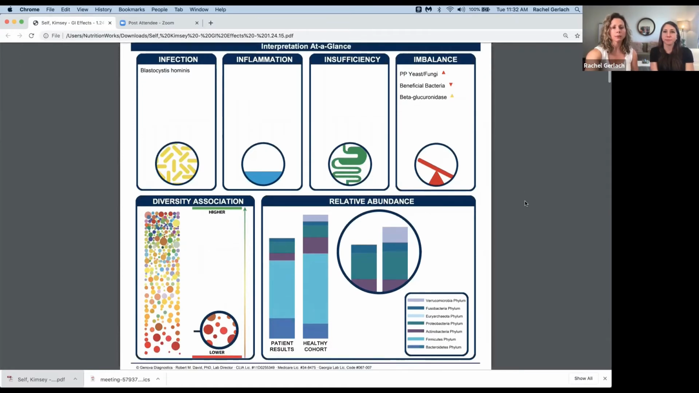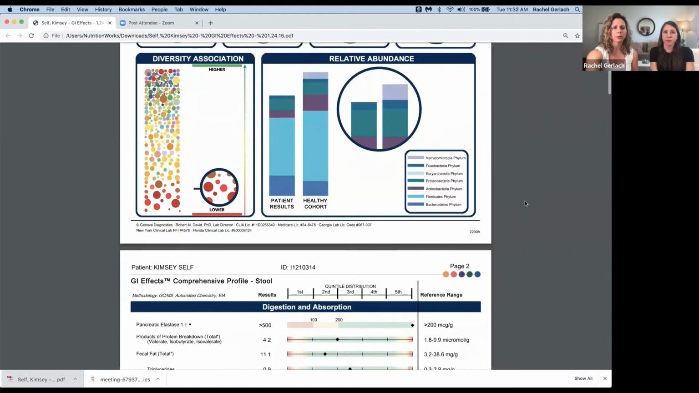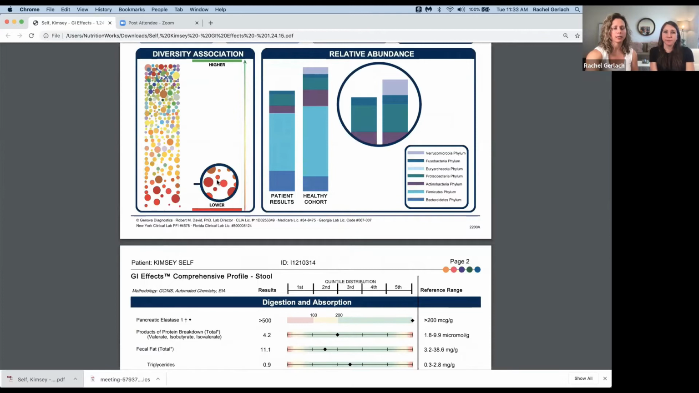So let's move down here. Let's look at this diversity association. What does that indicate? So diversity association and relative abundance, I'm going to give an analogy. You can think of the gut microbiome like a city. Both of these are reflective of the microbial diversity and quantity within the gut bacteria, those commensal bacteria.